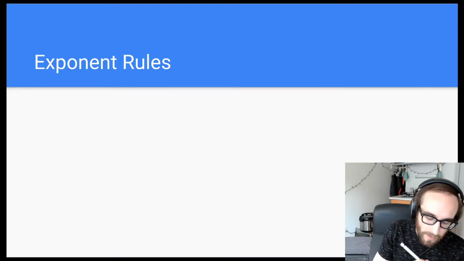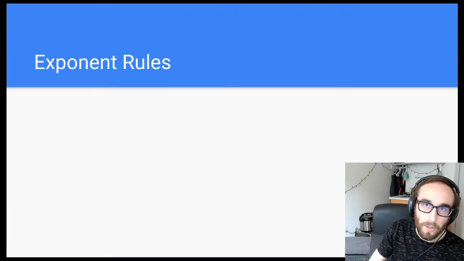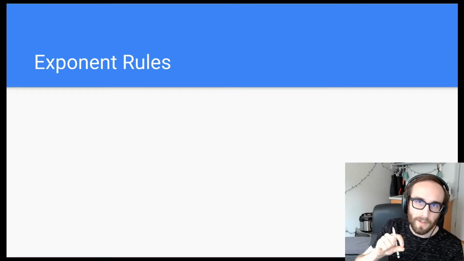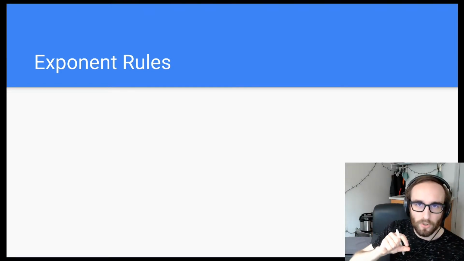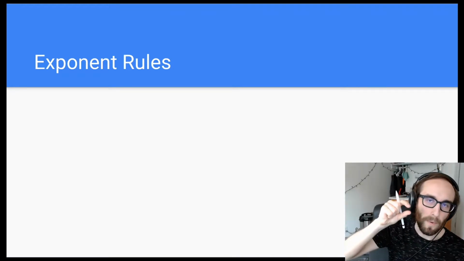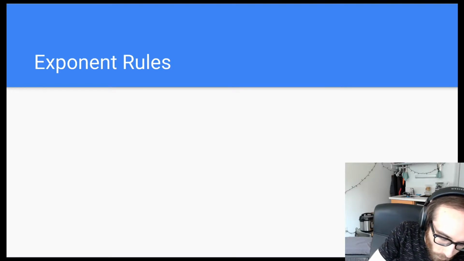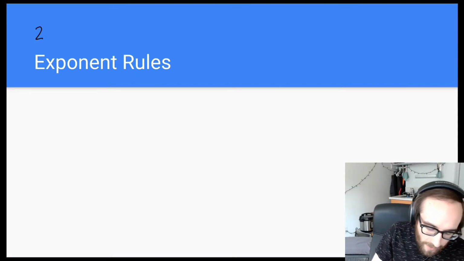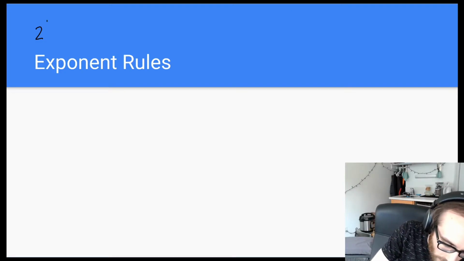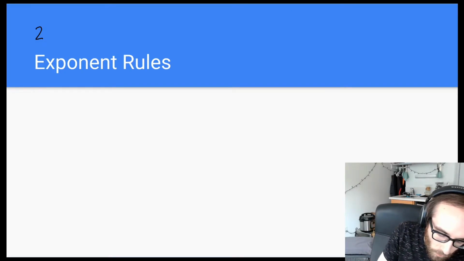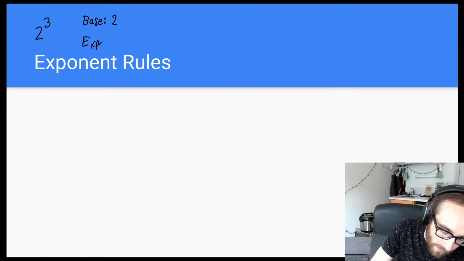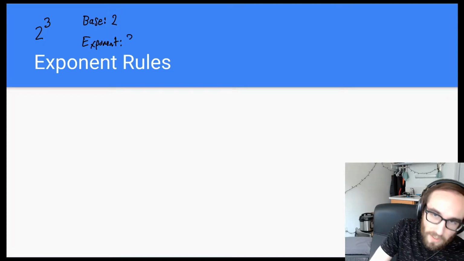So an exponent is when we have a number or a variable, and the exponent is listed as a superscript, which just means it's a tiny number up above and to the right of the base. So for example, we might have 2 to the third power. In this case, our base is 2, just some vocabulary, and our exponent is going to be 3.